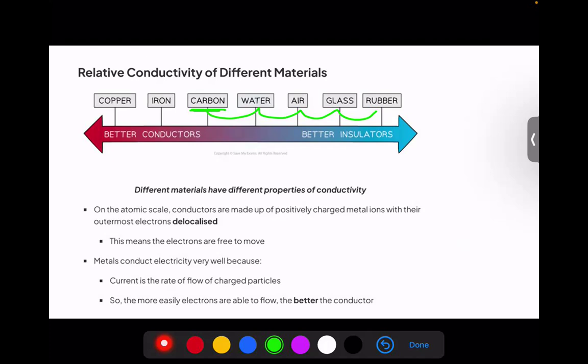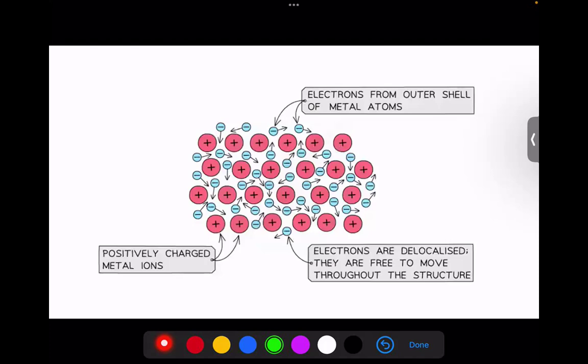So moving forward, we know metals conduct electricity well because they have free electrons and current is a flow of charged particles. So we can move forward from this. And this is the structure of a metal, right? It has positive ions in a sea of electrons.